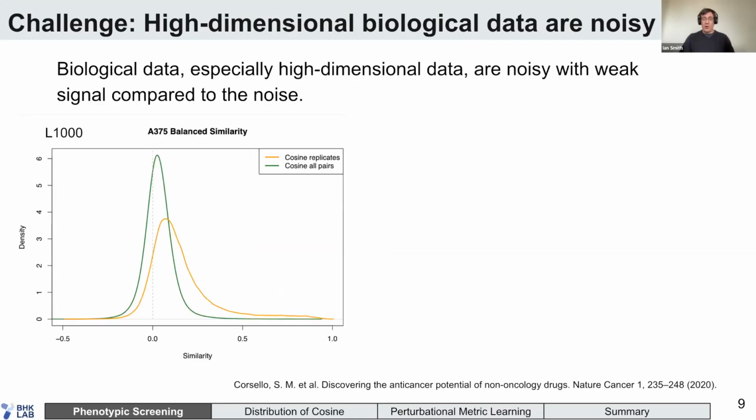And the big challenge in all of these data modalities is that high-dimensional biological data are quite noisy. The signal-to-noise ratio is poor. So this is an example from L1000. We're looking at pairwise similarities between signatures in A375, which is a melanoma cell line. So the distribution of cosine similarity between everything in the database is in green, and the similarities between replicate experiments, which should be producing the same answer, is in gold. And as you can see, this ground truth of replicate similarities is not dramatically different from the background. It's really hard to discriminate because of all the noise and the relatively weak signal.